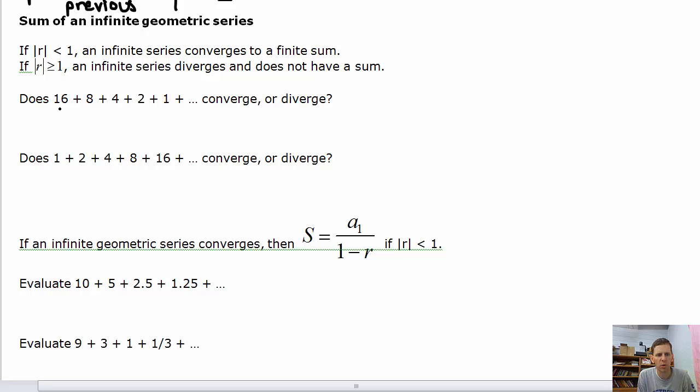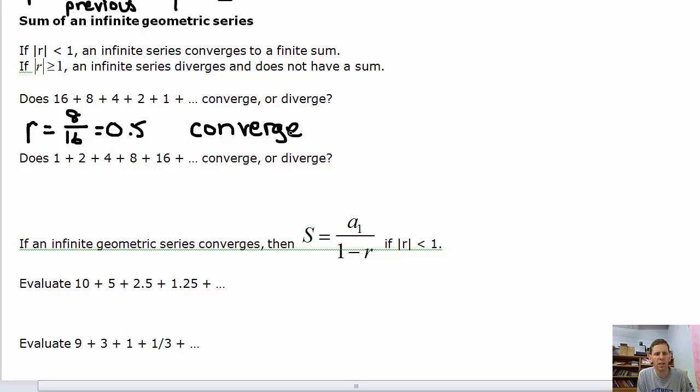Here's a sequence of numbers: 16, 8, 4, 2, 1, etc. And the question is, does this series converge or diverge? Remember, to calculate r, we take any term divided by the previous term. So I could do 8 over 16, and you get 0.5. You could also get 0.5 by doing 4 over 8, 2 over 4, or 1 over 2. 0.5 is smaller than 1. The absolute value of 0.5 is 0.5. It's less than 1, so this is a series that would converge.